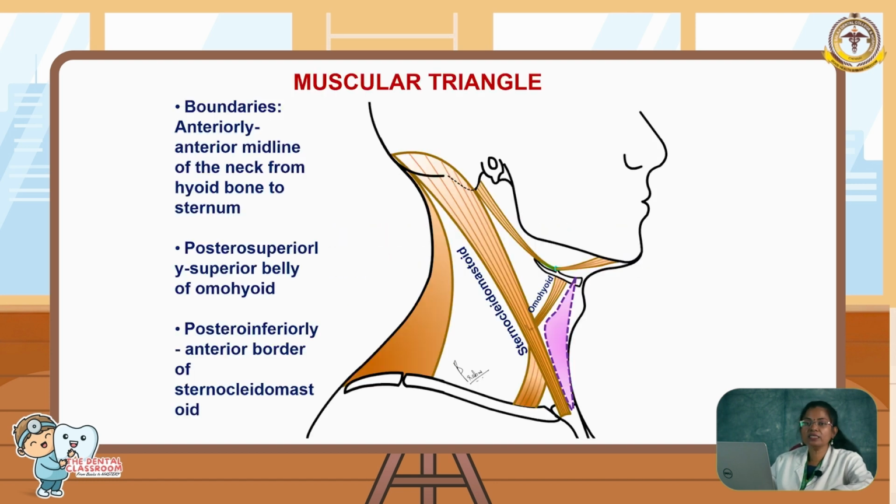The muscular triangle is so called because its contents are only muscles, so it is called as the muscular triangle. If you see the boundaries of muscular triangle, anteriorly it is limited by the anterior median plane. Postero-superiorly, it is bounded by the superior belly of omohyoid. Postero-inferiorly, it is bounded by the anterior border of sternocleidomastoid muscle.